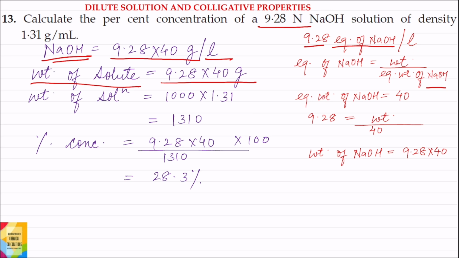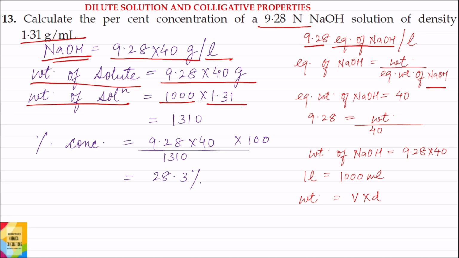अब volume of solution given है, that is volume of solution क्या given है? 1 liter. Now 1 liter कितना होता है? 1 liter is equal to 1000 milliliter. और density of solution given है 1.31 gram per milliliter. So weight of solution कितना हो जाएगा? Weight of solution हो जाएगा volume into density.